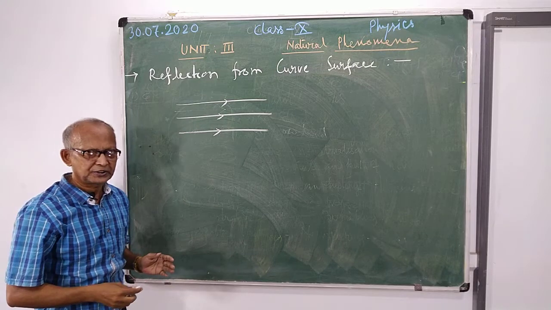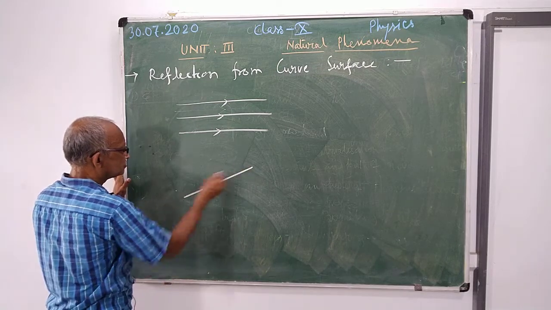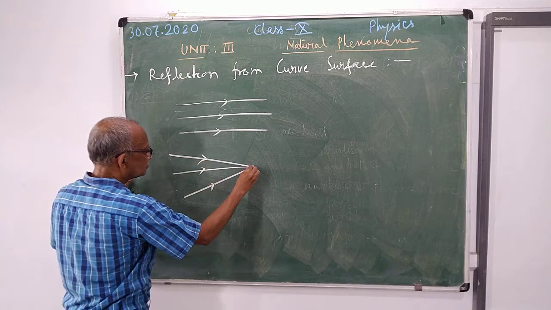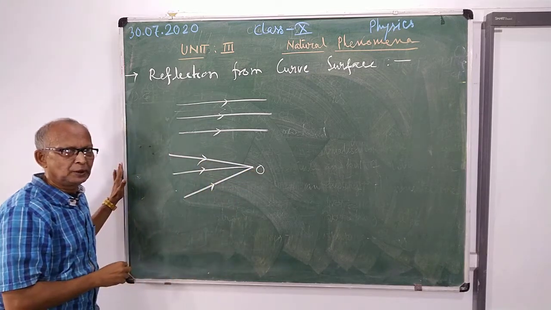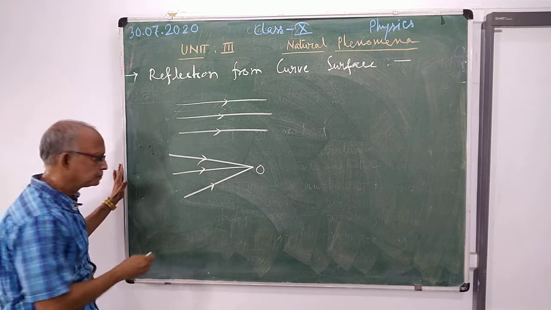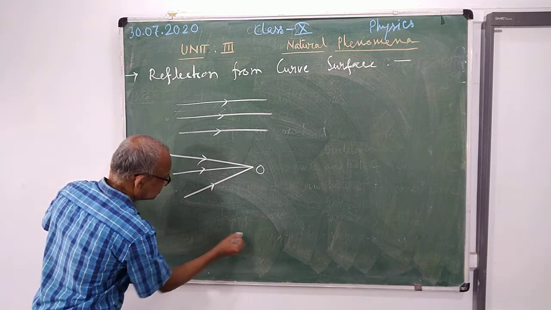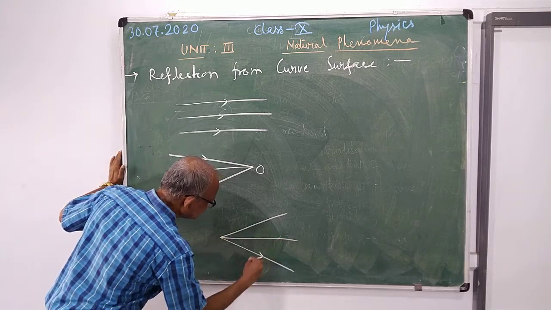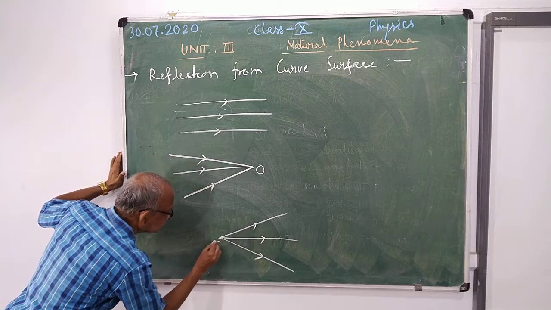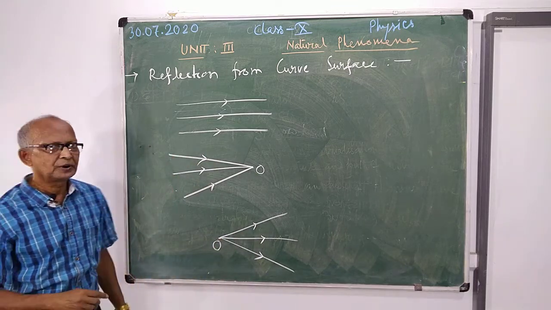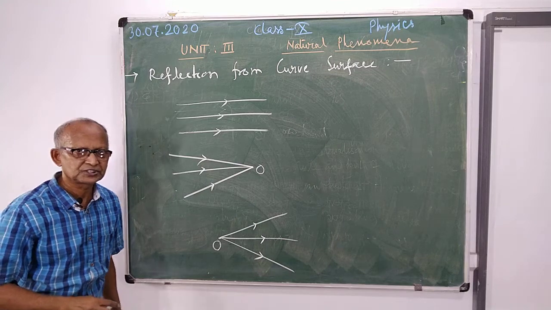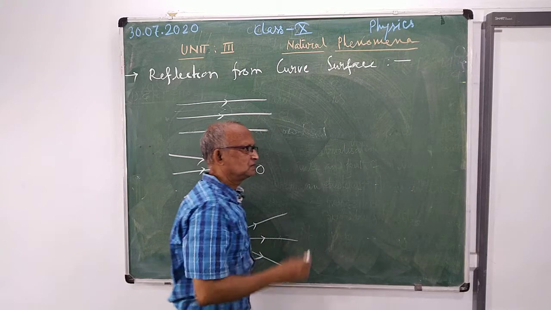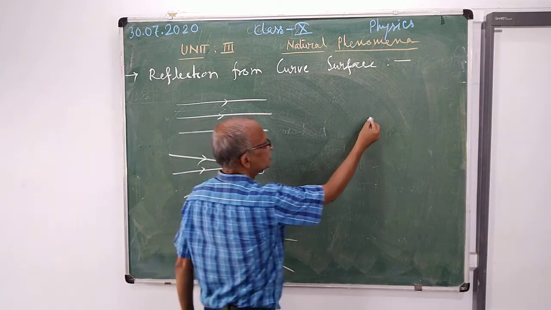A parallel beam of rays. A beam of rays converging at O. A beam of rays diverging from O. Is it clear? Next, see the technical drawing. These diagrams are very commonly used.